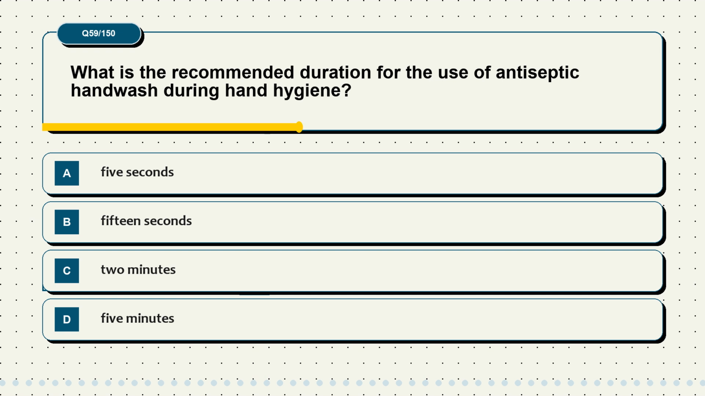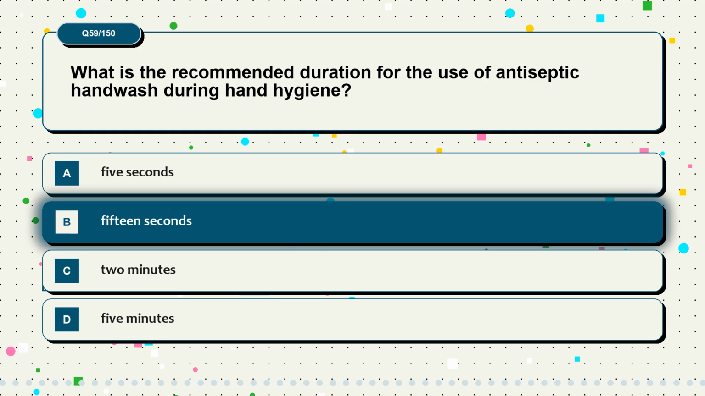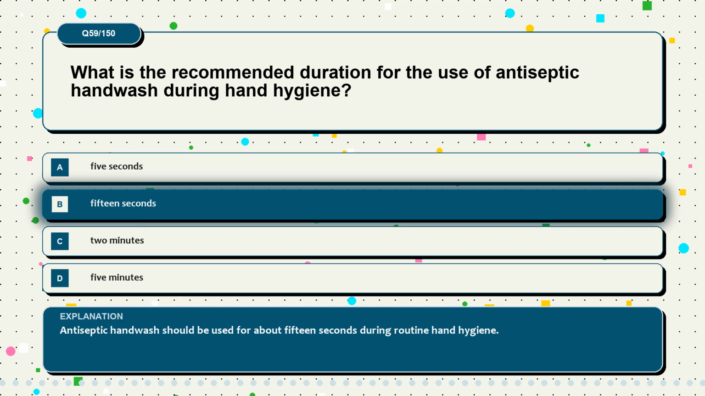Here are the options. Option A, 5 seconds. Option B, 15 seconds. Option C, 2 minutes. Option D, 5 minutes. The correct answer is option B, 15 seconds. Antiseptic hand wash should be used for about 15 seconds during routine hand hygiene.